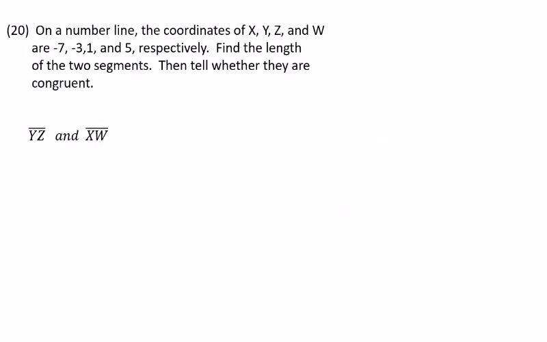So number 20, on a number line, the coordinates of X, Y, Z, and W are -7, -3, 1, and 5 respectively. Find the length of the two segments here below. Tell whether they are congruent. So one thing you do is draw a picture, or just make sure you associate each coordinate with each point. So I'm going to draw a picture. Ding, so here's my picture.